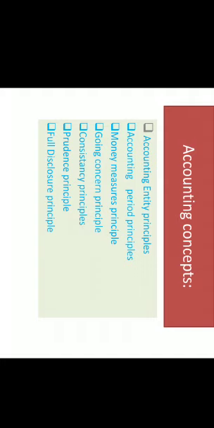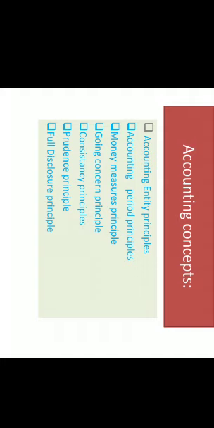Next, the prudence principle. It is also known as the conservatism principle. In this case, anticipate no profit but provide for all possible losses. In the accounting records and the financial statements, all the prospective losses, risks and uncertainties should be provided for, but prospective profit should be ignored. This principle applies in situations of uncertainty and doubt.